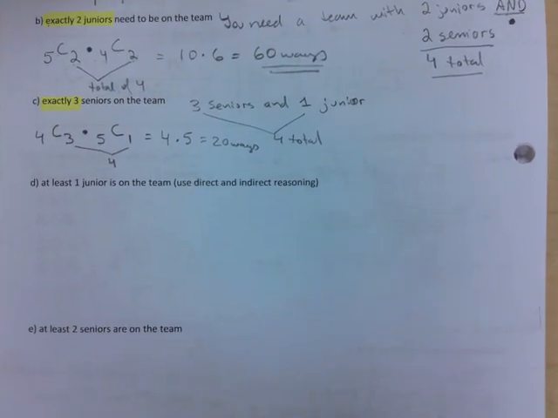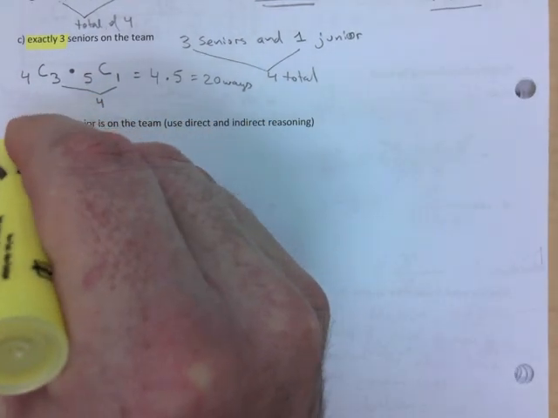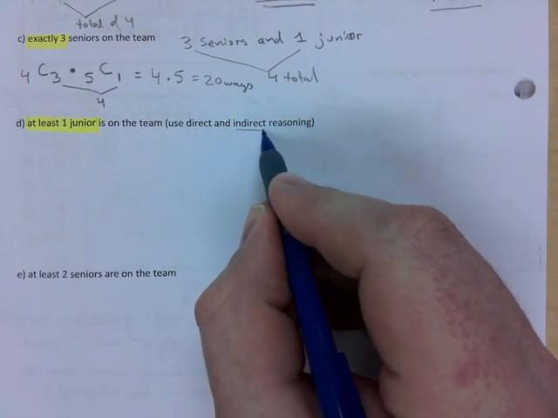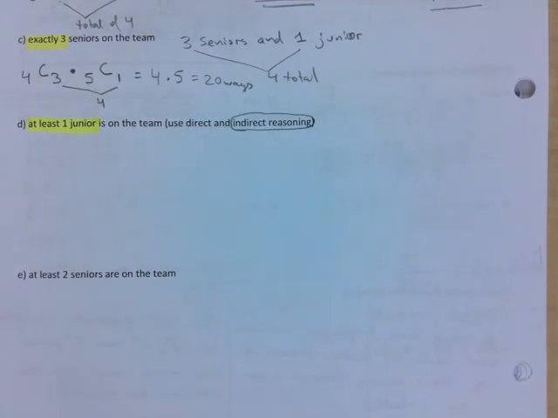Exactly 3 seniors. We talked about that one. But then it changes here, and that's why I stopped the other day. At least one junior is on the team. Use direct or indirect reasoning. I know that, but we're going to use indirect reasoning here.